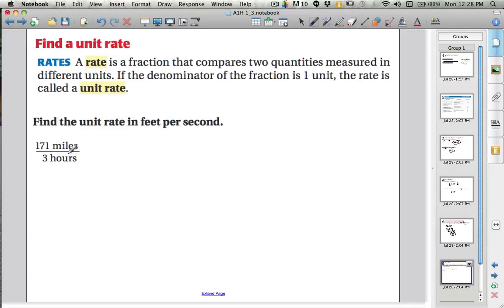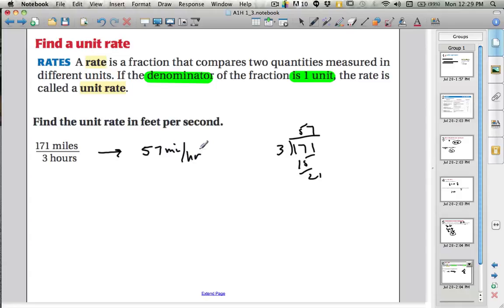So if I want to find the unit rate, remember the denominator is 1 unit. For me to make the denominator of this fraction be 1 unit, I actually have to do the division. So I'll have 171 divided by 3. 3 goes into 17 5 times. So this becomes 57. So I know that that would become 57 miles per hour. But the problem is they want it in feet per second.